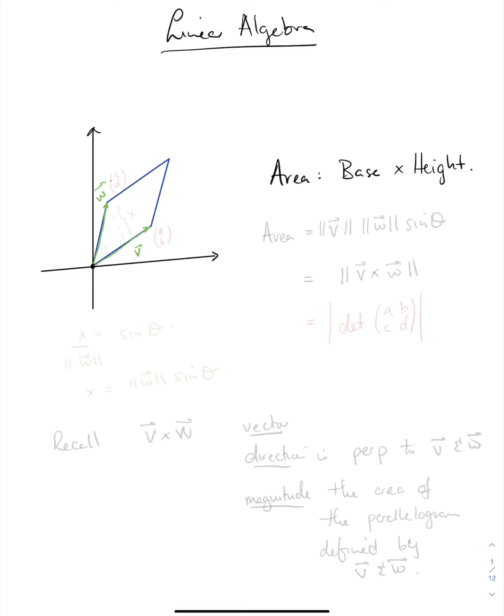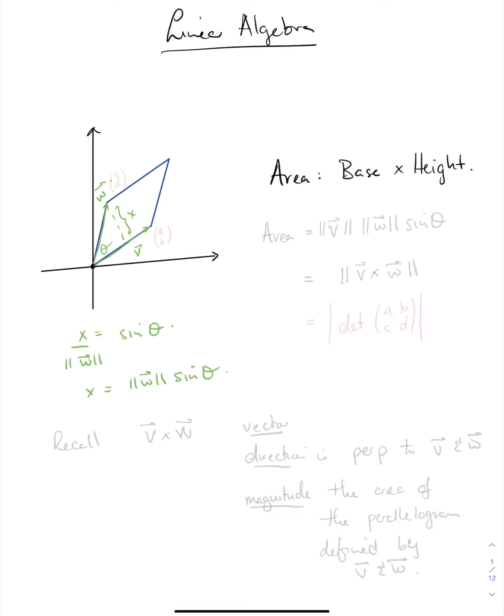So, how do I calculate my base? Well, I'm going to take my vector v as my base, and I'm going to take this right here as my height. And you'll recall, just by remembering this angle, that x over the magnitude of the vector w is going to be sine of theta. So this means that x is going to be the magnitude of w as a vector times sine theta.